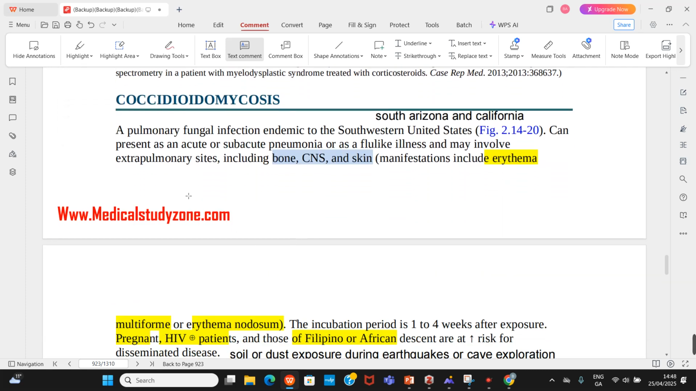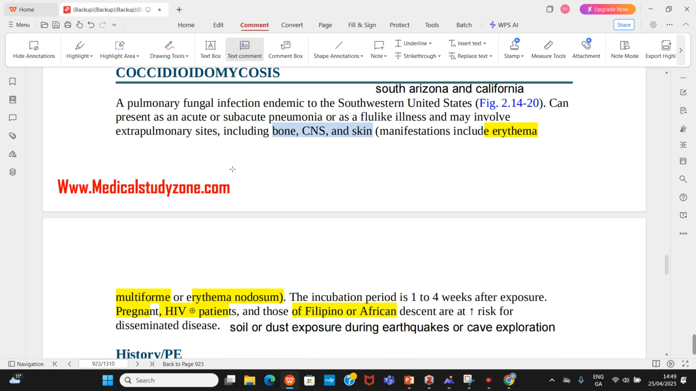So moving on to the next one, which is coccidioidomycosis. This one is endemic to the southwestern United States, like in California or Arizona, unlike histoplasmosis, where you have it in Ohio and Mississippi. So this one you find in Arizona or California. And just like histoplasmosis, people that are immunocompetent can just have a flu-like illness, but people that are immunosuppressed can have a form of pneumonia, and it can disseminate. Just like histoplasmosis, it can also disseminate to other extrapulmonary sites, like the bone, the CNS, and the skin.